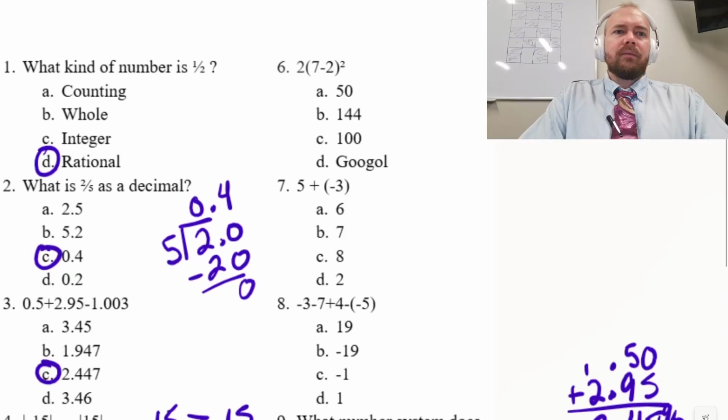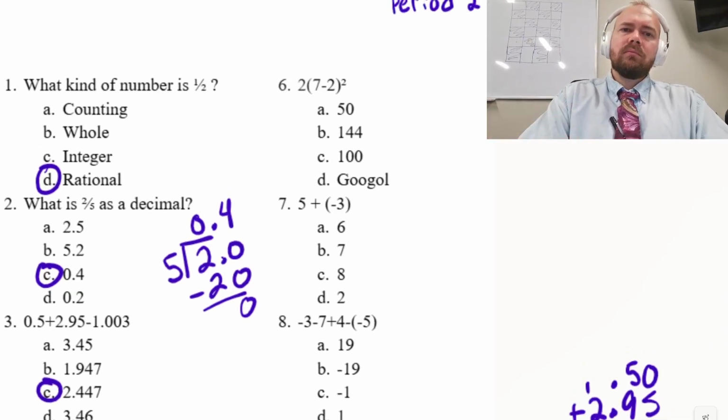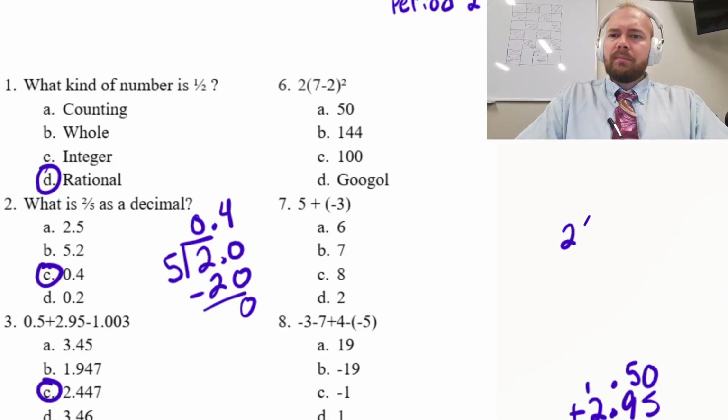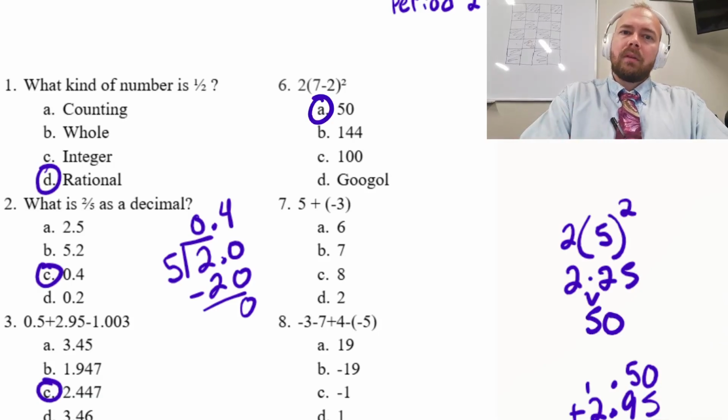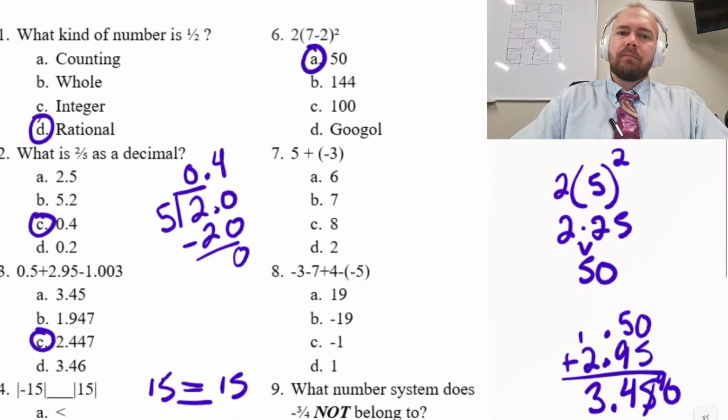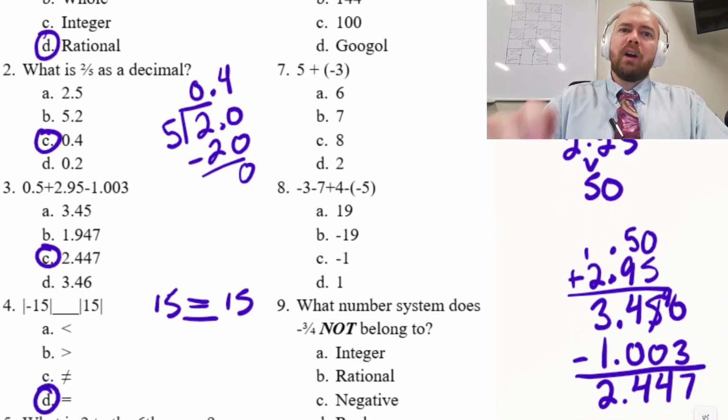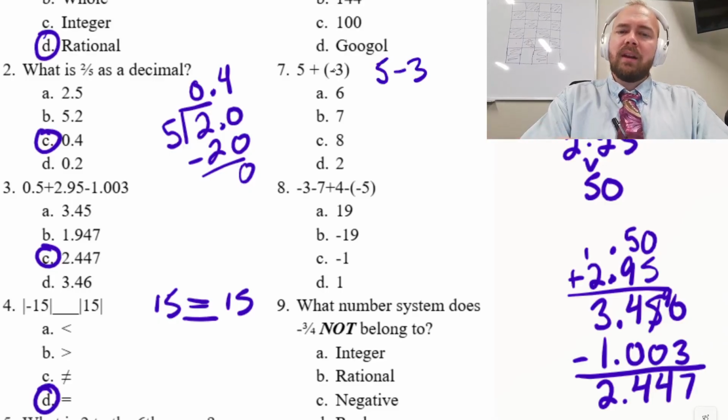All right, moving on. Number 6. This one I think we'll also do off to the side over here. This is going to be 2, and then 7 minus 2 is 5. We have to do that first because of PEMDAS. So parentheses, then exponents, then multiply. So that's 50. Number 7, 5 plus negative 3 is the same thing as 5 minus 3, because a plus and a minus sign right next to each other make a minus sign. So 5 minus 3, which is 2.